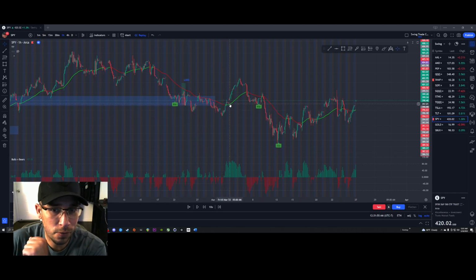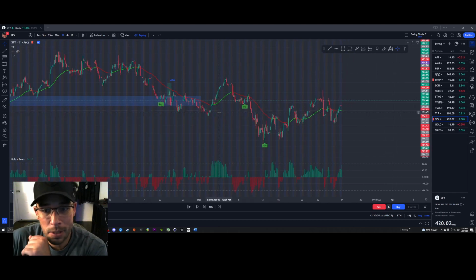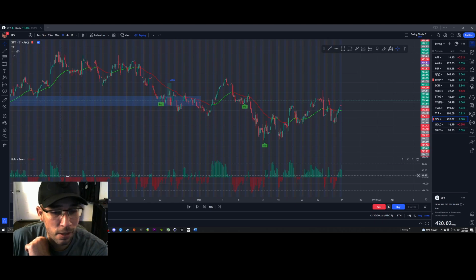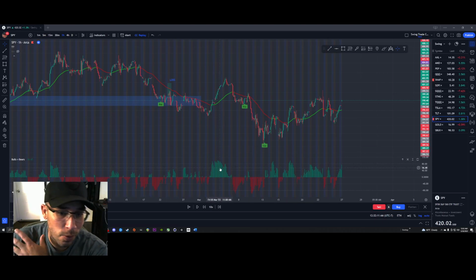Also, when we cross over this EMA, it turns green, just to give us another paint-by-numbers signal that it's bullish. So I like that a lot too. Down here we got our Bulls v Bears indicator. This just lets us know. I think it's a combination of volume mixed with area under the curve.